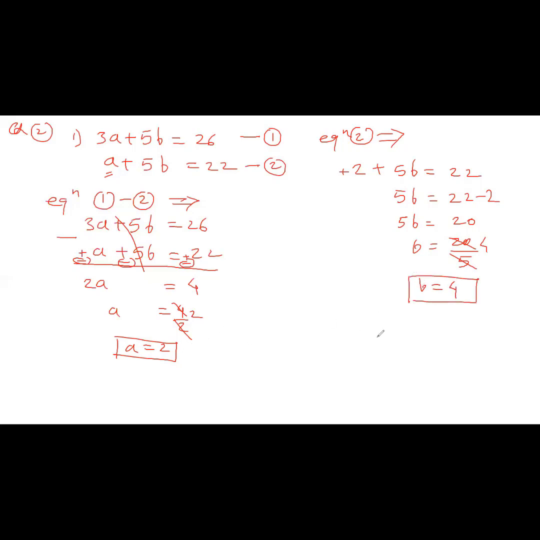So we got a equals to 2 and b equals to 4. That is the unique solution for the given equations. So therefore, the solution set we shall write here as 2, 4. This is the first question from your question 2.